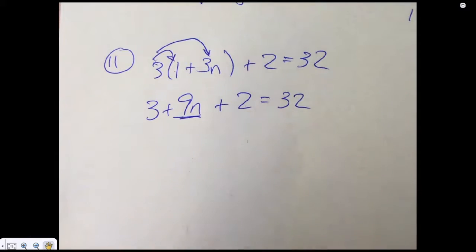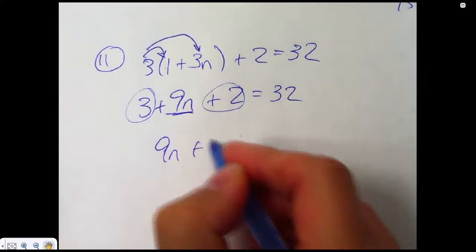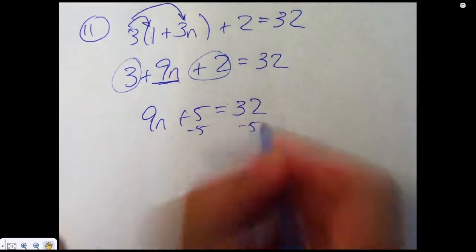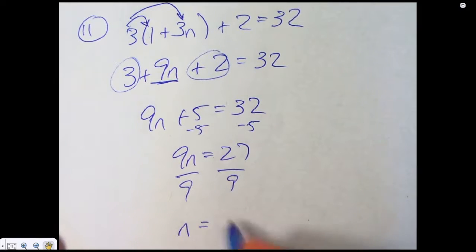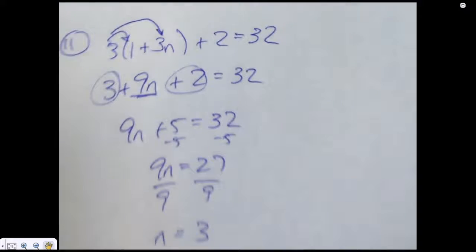So my variables are already on this side. They're just the 9n. That's right there. I got 5 on this side with it, and then I'm going to subtract that 5. 9n equals 27. And then divide by the number next to the n, and you'll get n equals 3.